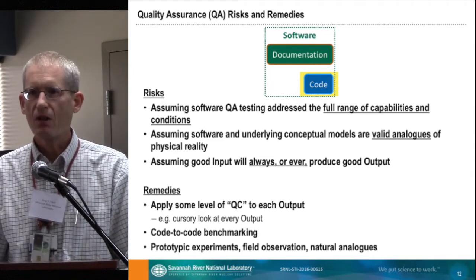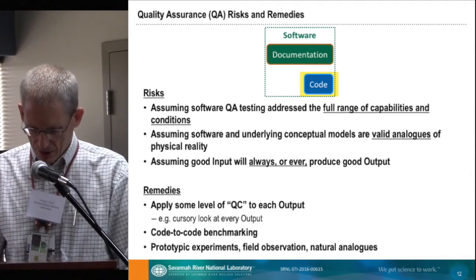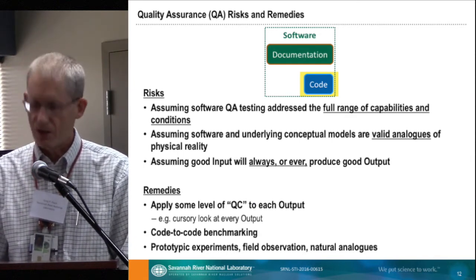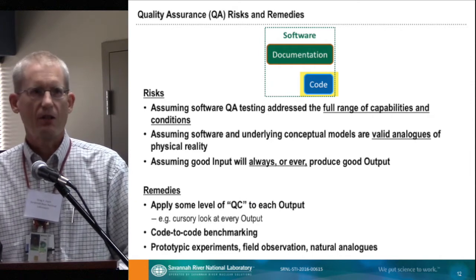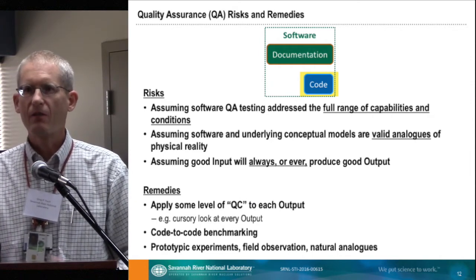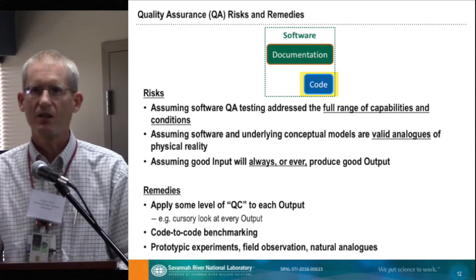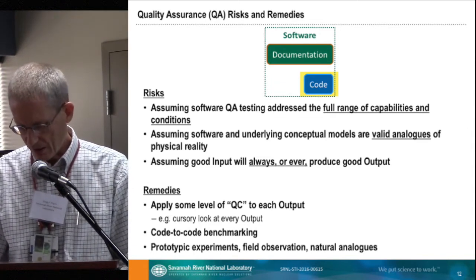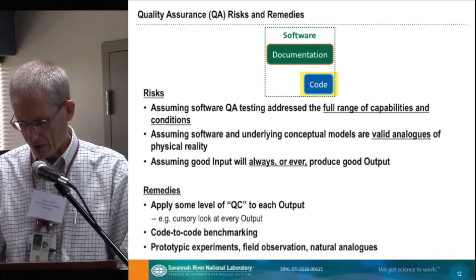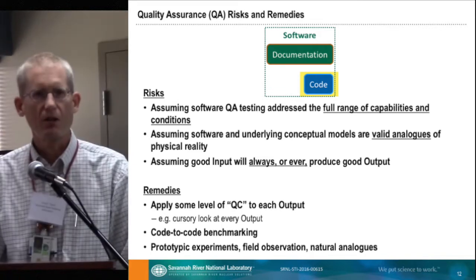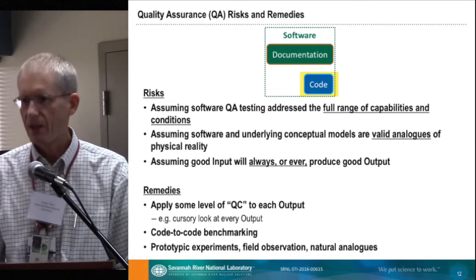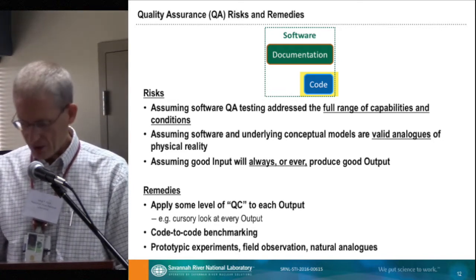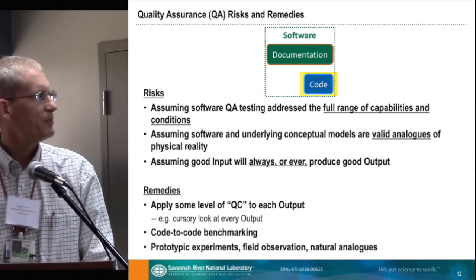Okay, so some of the remedies, in my mind: even if I'm using a QA'd, qualified code, it's still important to apply some level of QC techniques to the output. In other words, you should at least look at any output that comes out of the code and check that it looks good and makes sense. And again, as I pointed out earlier, code-to-code benchmarking and comparisons to prototypic experiments, field data, and natural analogs are highly valuable to vetting and overall analysis. Okay, next slide.